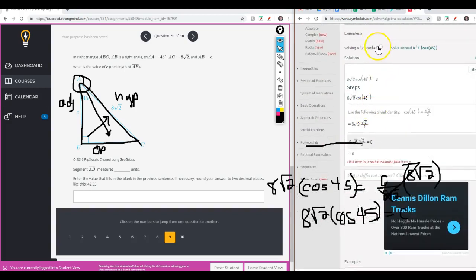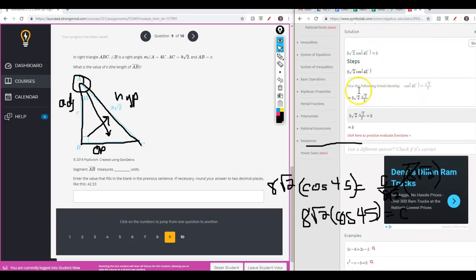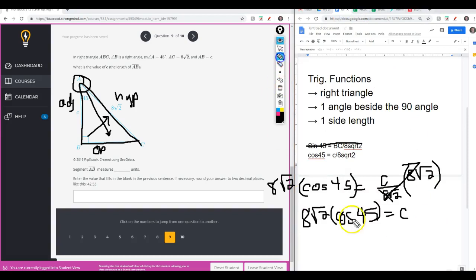Notice that they did put in solving for this. Do you want us to solve for this instead? We want it to have the 45 degrees. So this equals 8, and that is because cosine of 45 degrees is actually equal to the square root of 2 divided by 2. And that, when you substitute it in, simplifies down to 8. So the value of c, this simplifies down to c, and c is equal to 8.